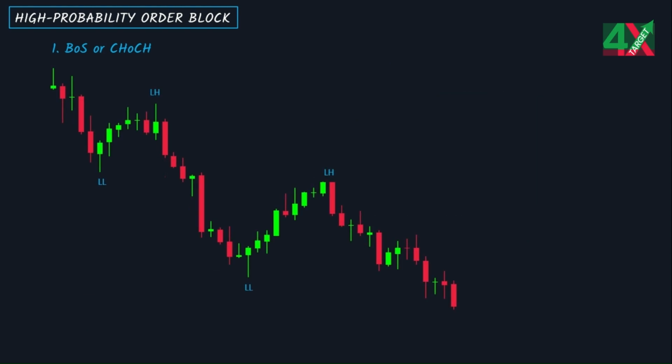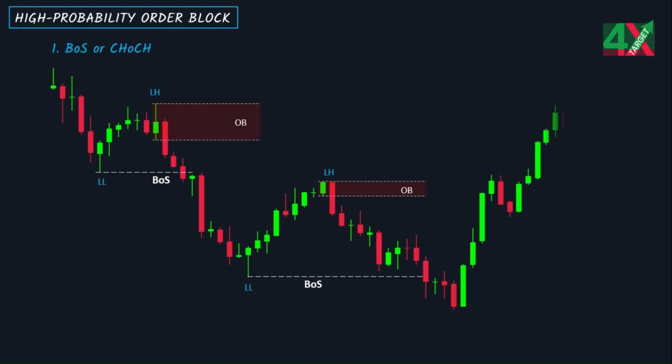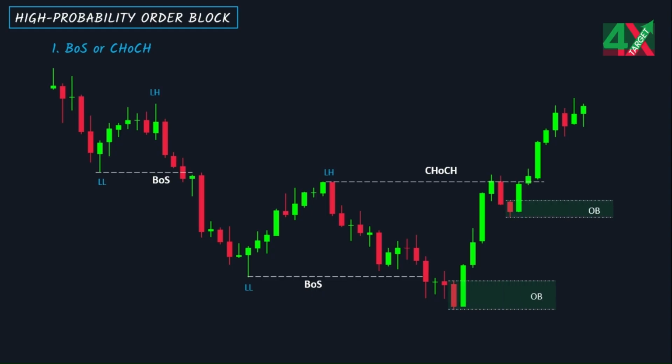Similarly, in a bearish market structure, we look for bearish order blocks. But if price breaks and closes above the previous swing high, confirming a bullish change of character, we now focus exclusively on bullish order blocks. Without a confirmed structural shift, order blocks are not valid.